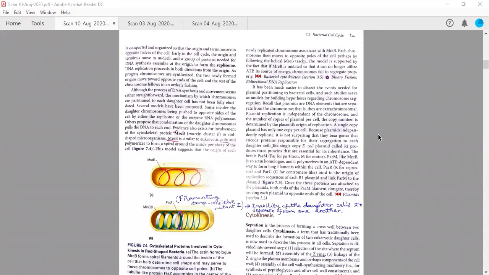Fine. So first of all, you are able to understand the function of MreB protein. This is the full form for murein cluster B. You can note this down. It is found in rod-shaped microorganisms; in cocci, this is absent. MreB protein is similar to the eukaryotic actin and polymerizes to form a spiral around the inside of the periphery. So it will run along the length of a rod-shaped bacterium like this.